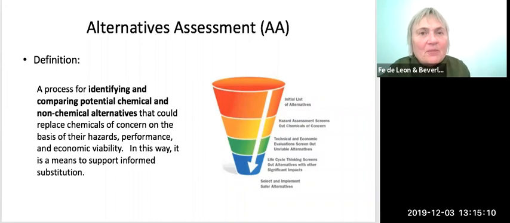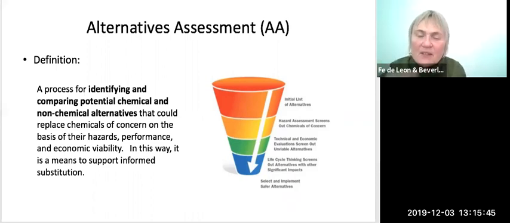And this brings us into another very crucial definition for alternatives assessment, which is basically the process for identifying and comparing potential chemical and non-chemical alternatives that can replace these chemicals of concern. And it's important to note that this is based on their hazards, the chemical hazards, their performance, and their economic viability.